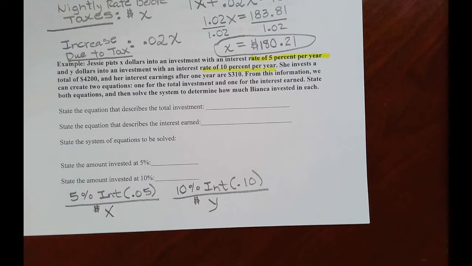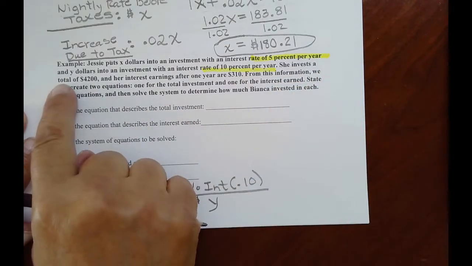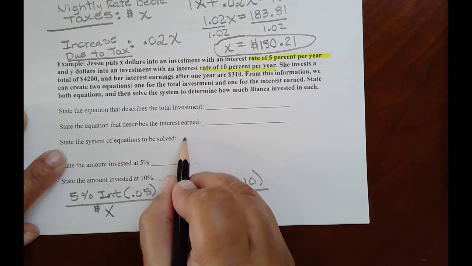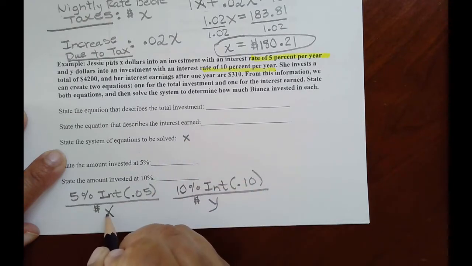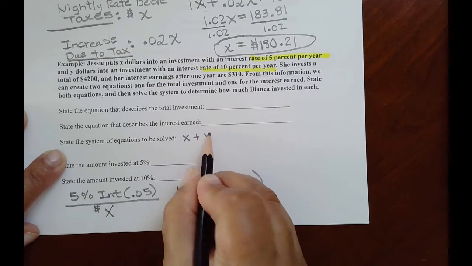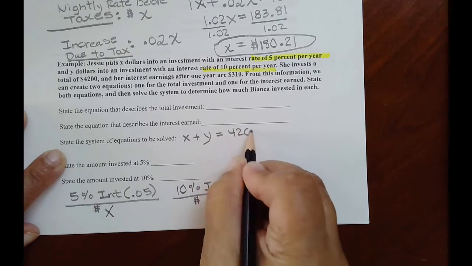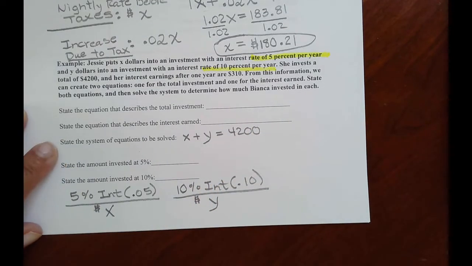So we try to create equations based on the rest of the words in the problem. Each sentence is going to give you a certain amount of information. So it says she invests a total of $4,200. Well, these are the dollars that she walked into the bank with. She had $4,200 and she put some of it in here and she put some of it in here. So state the system of equations to be solved. The money that she put in the 5% account plus the money she put into the 10% account totals $4,200. At this time, you do not know how much she put into each account.